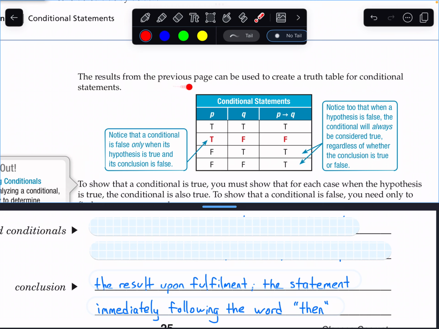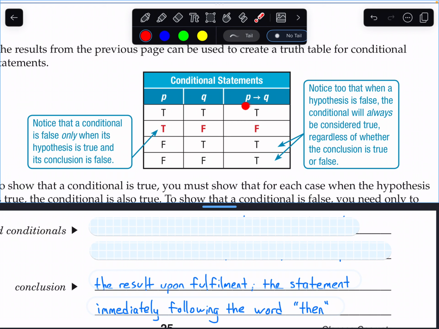The result from the previous page can be used to create a truth table for any conditional statement. Here is P, here is Q, and P implies Q is always true except in the circumstance where P is true but Q is false.